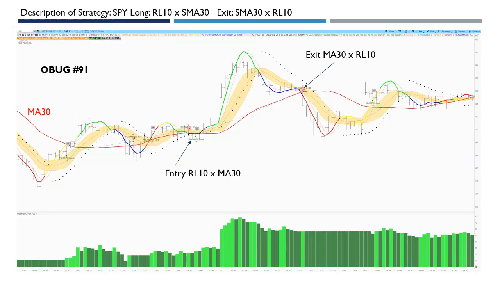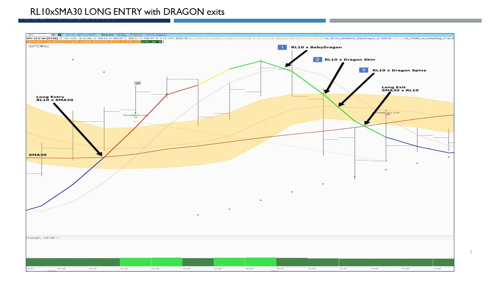This strategy involves entering a trade when RL10 crosses above SMA30 and exiting when SMA30 crosses above RL10. It aims to capture significant market movements. Here, we see the RL10 SMA30 long entry strategy with various Dragon exit points. This approach helps in optimizing exit points to maximize profits and minimize losses.